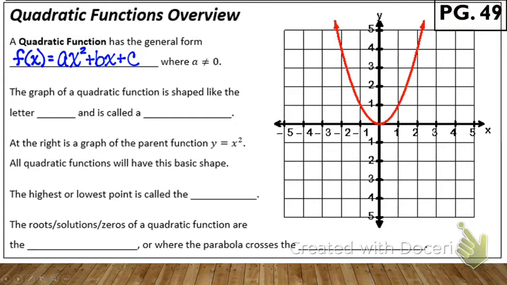When I look at a quadratic function and it's been graphed on my page, what letter does it look like? It looks like a U. Does anybody remember what that U-shaped graph is called? A parabola, that's correct. So the function is called a quadratic function, but the shape of the graph is called a parabola. This parabola over here that's been graphed, this is the parent function, y equals x squared.